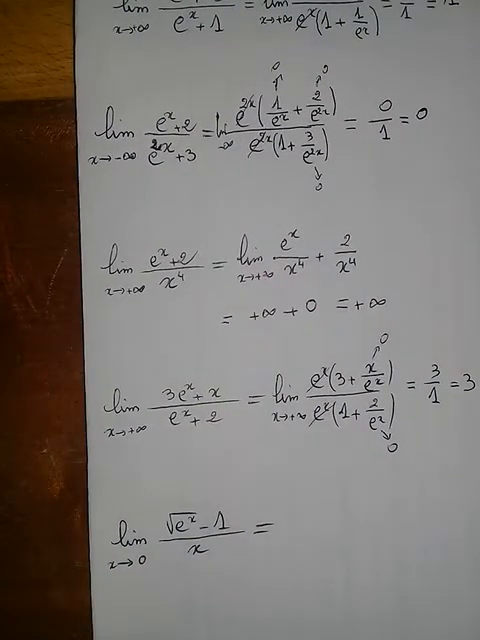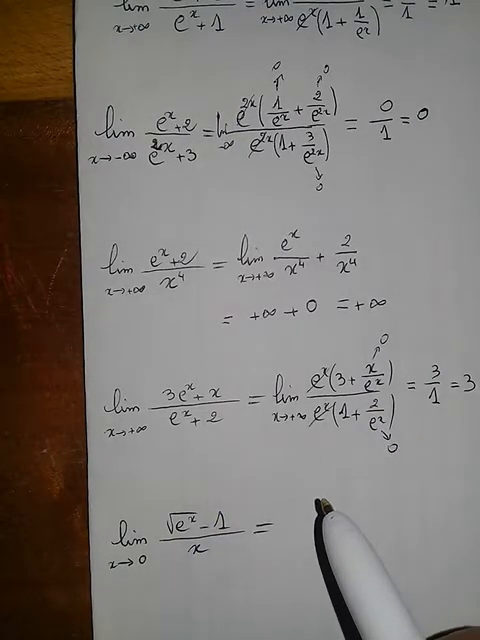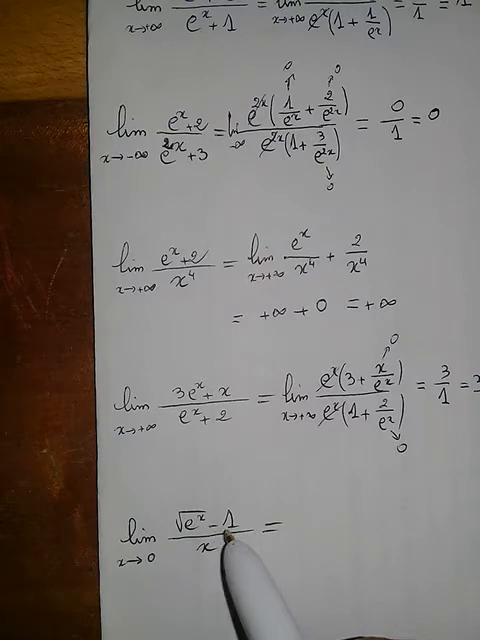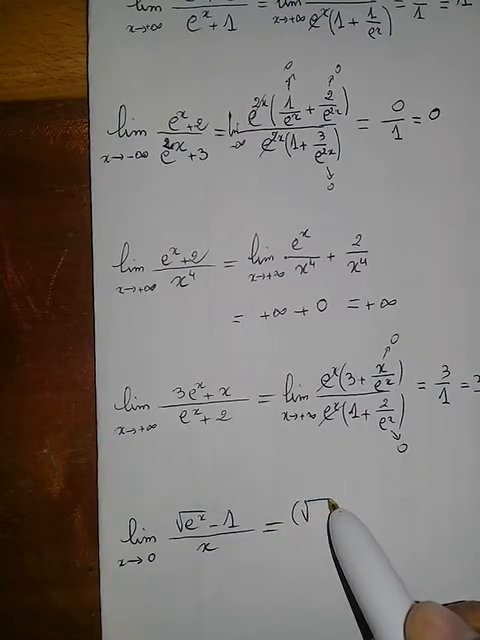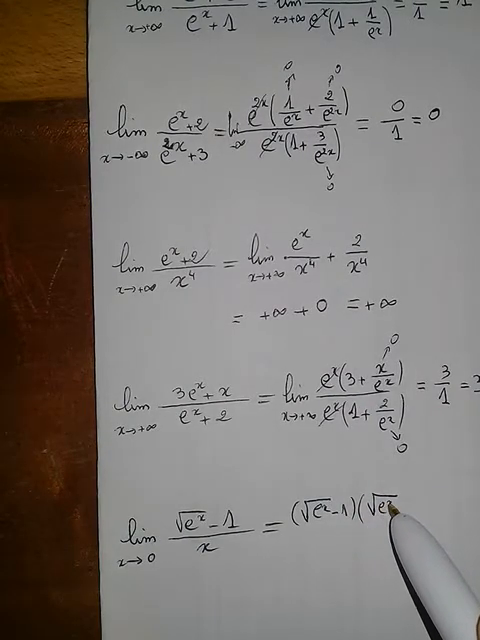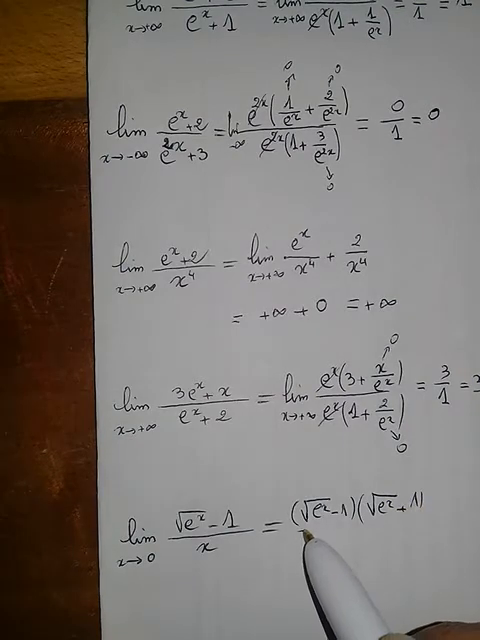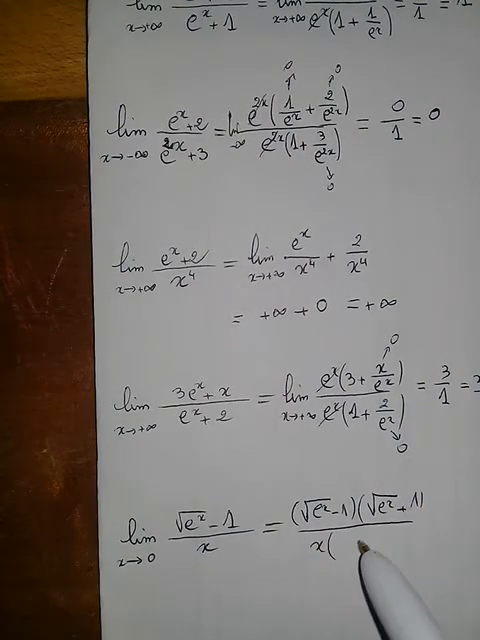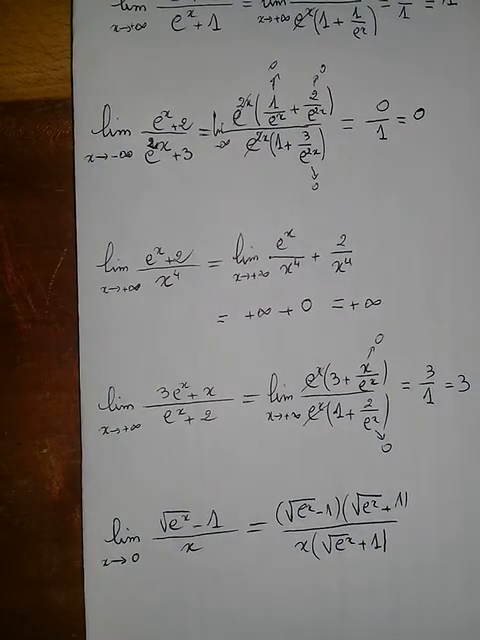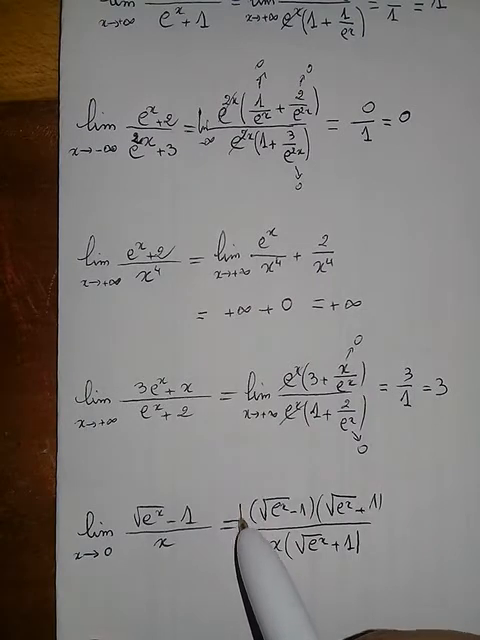The last one, to get rid of the square root, we need to multiply by the conjugate, which is square root of e to the x plus 1. e to the x plus 1 over x times, I need to multiply by the same number here, I forgot the limit at 0.